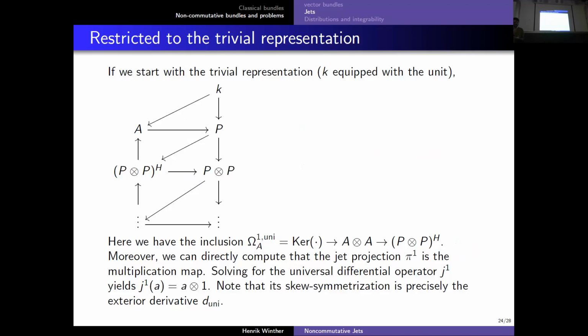And so this is in the universal smooth calculus. That is the kernel of the multiplication map in A tensor A. Now A is the co-invariance in P. So of course A tensor A includes into P times P co-invariant H. And so actually in this picture you have the cotangent bundle included into the first jet bundle.